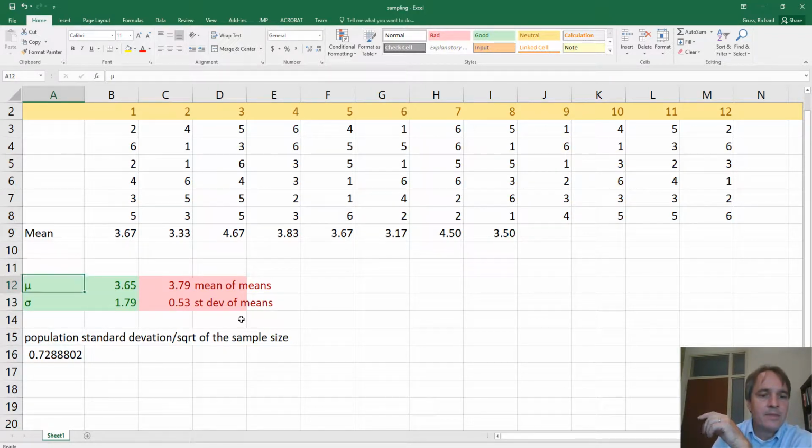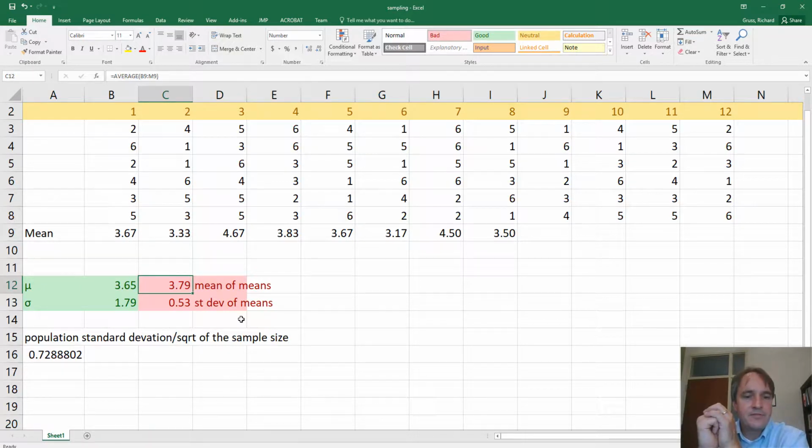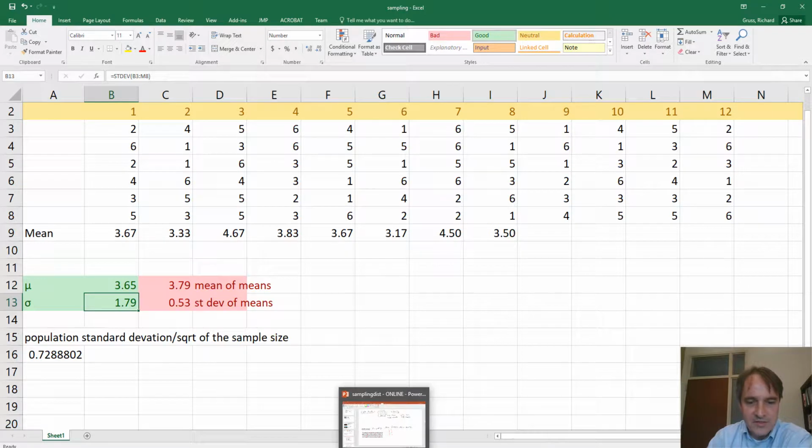So what we're seeing here is a couple of interesting things. First, if we take a whole bunch of samples, take the averages of those samples, and then average them all together, we wind up with something quite close to the population mean. Not exactly, but fairly close. And the standard deviation of all those means is approximately equal to the population standard deviation divided by the square root of the sample size. Let's take a look at this slide to hopefully make this a little more clear.